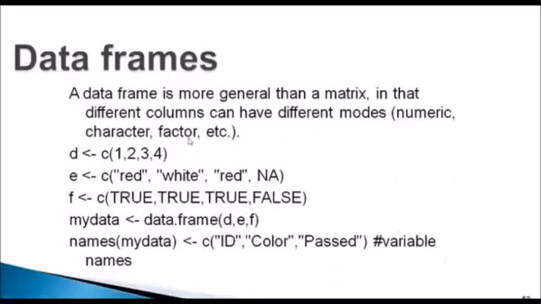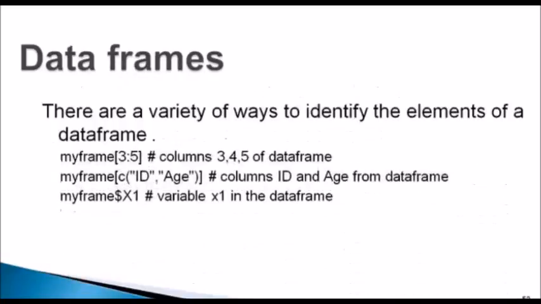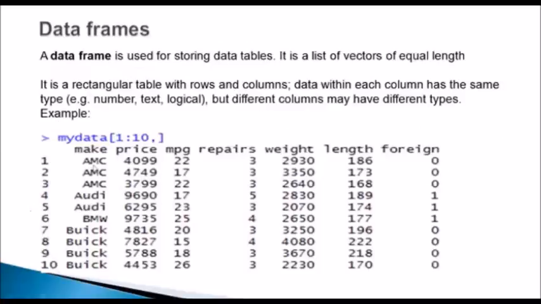Data frames are more general than a matrix, in that they give you the value based on character, numeric, and all. So you can define characters like red, white, red, and you can also have true, true, false. Automatically it will validate against that, right? So go on to the data frame definition, and this is what the data frame will look like, right? So I was talking about my data, and a data frame is used for storing data tables. It's a list of vectors of equal length. So now you saw that, right? So my data I have mapped.